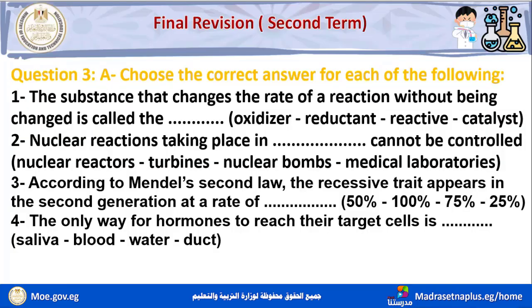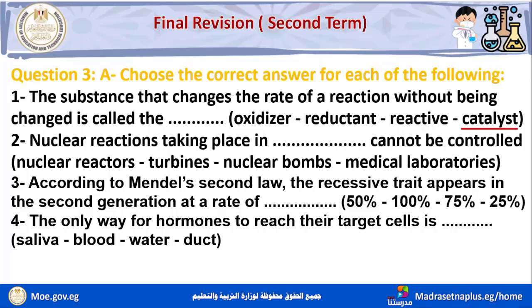Question number 3, letter A, choose the correct answer for each of the following. Number 1, the substance that changes the rate of a reaction without being changed is called the space: oxidizer, reluctant, reactive, catalyst. Catalyst, okay? The substance that changes the rate of a reaction without being changed is called catalyst.